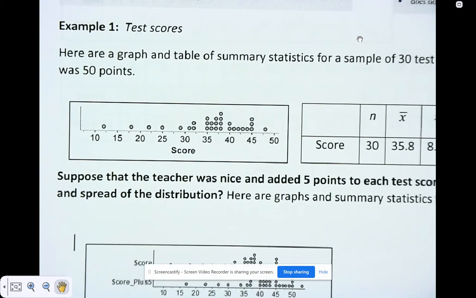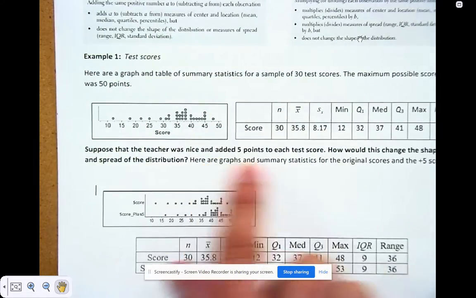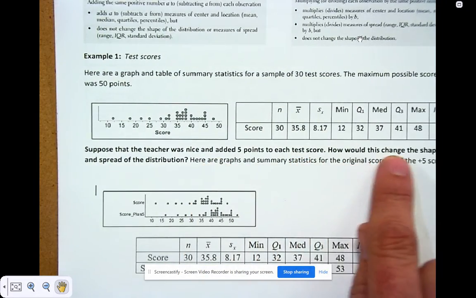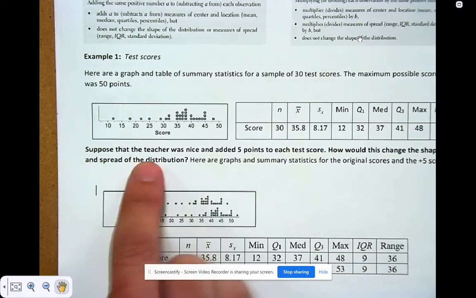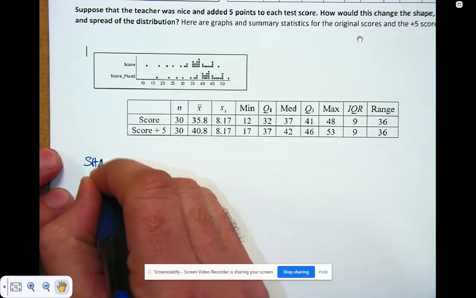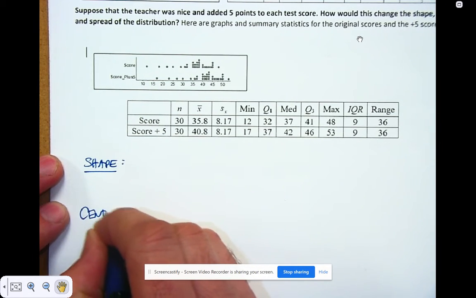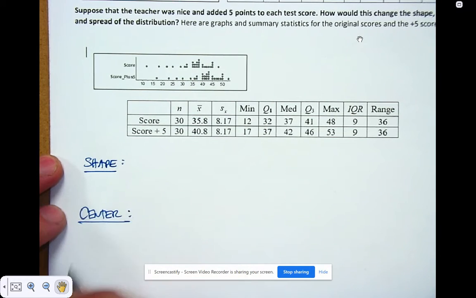The question that we're going to talk about today is what happens if I really didn't like the results as the teacher and I wanted to add 5 points to each test score. How does this affect the shape, the center, and the spread? And so down here, what we're going to do is write down shape, center, and spread.